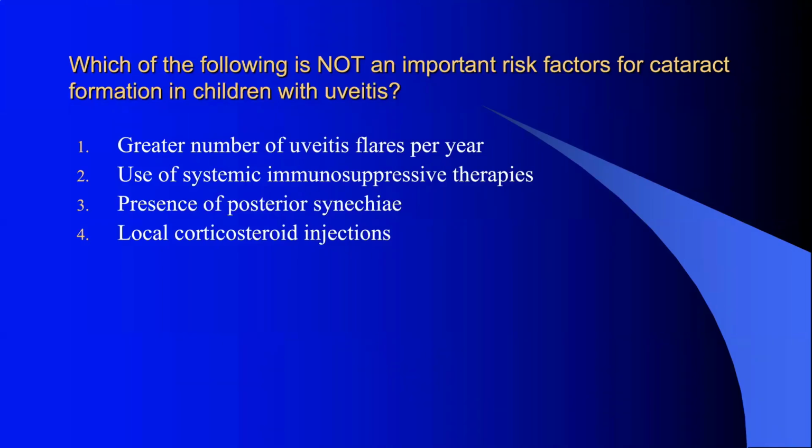So next polling question: which of the following is not an important risk factor for cataract formation in children with uveitis? Greater number of uveitis flares per year, use of systemic immunosuppressive therapies, presence of posterior synechia, or local corticosteroid injections. So which of the following is not? This is one of those inverted questions, which is not an important risk factor for cataract formation in children with uveitis.